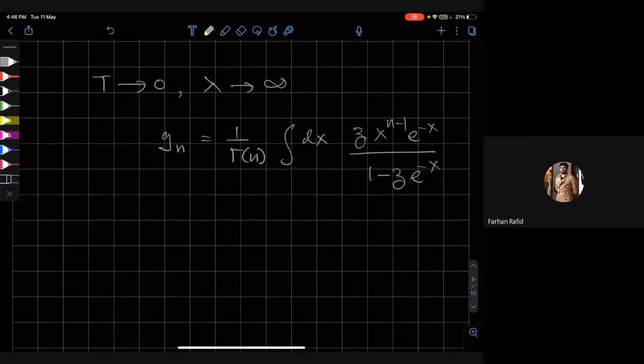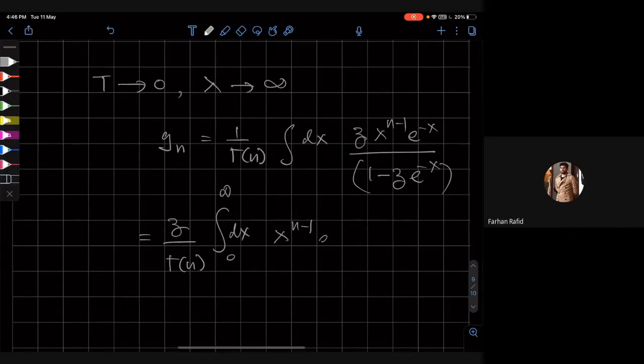Okay, so the denominator, 1 over the denominator, can be expressed as an infinite series, right? So we can express this as, well, let's get the z out, then gamma of n, and then we have the integral dx from 0 to infinity, and then we have x to the power n minus 1, then we have e to the power minus x, and then this is a power series which goes from 0 to infinity, z to the power m, e to the power minus mx, right? This is a binomial expansion.